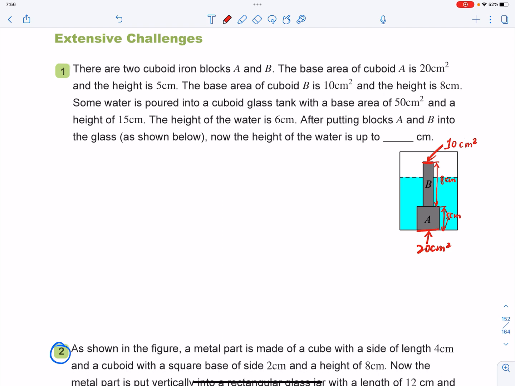Some water is poured into a cuboid glass tank with a base of 50 square centimeters and a height of 15. The height of water is 6. So that means we can get the volume of water first. That equals the height times the base area of the tank, which is 50 times 6. You got 300 cubic centimeters. Okay, that's the volume of water. After putting blocks A and B into the glass, now what's the height of water?